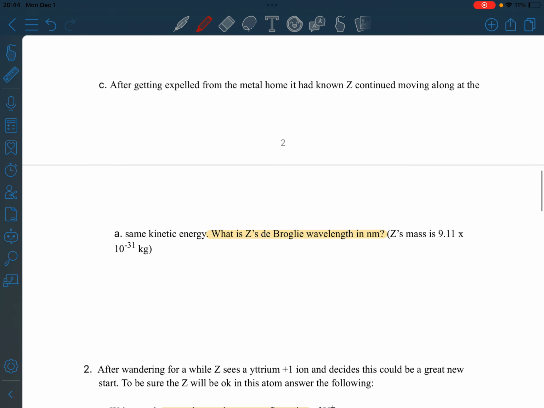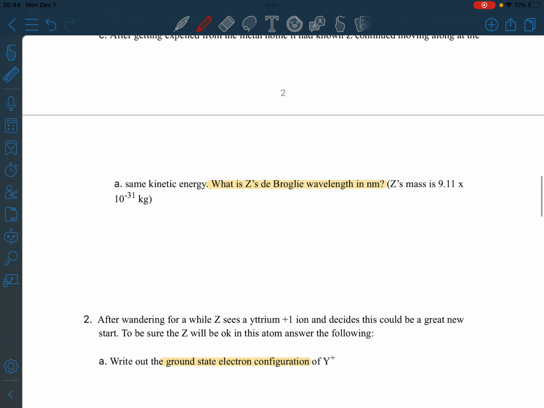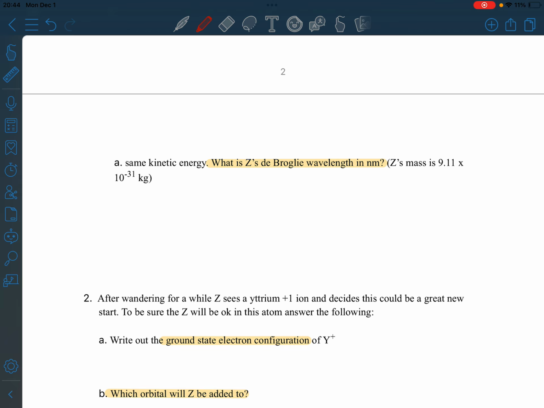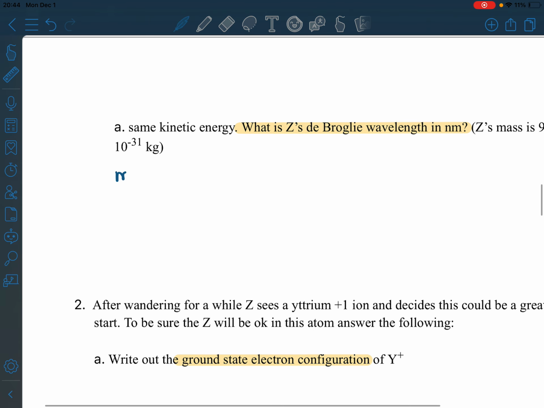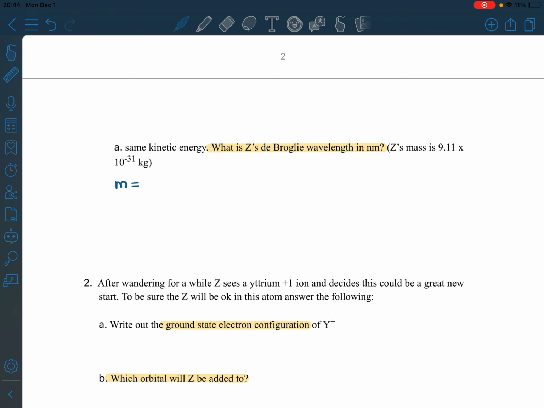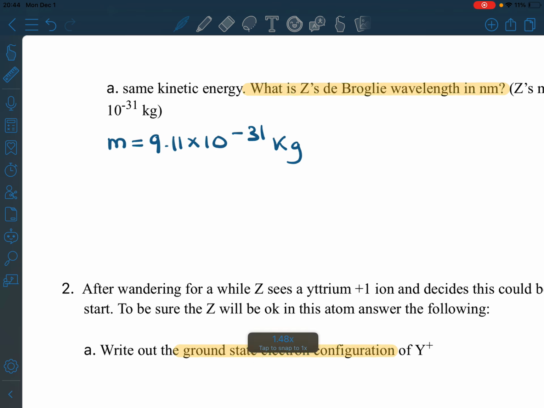So after getting expelled from the metal home it had known, Z continued moving along. What is Z's de Broglie wavelength in nanometers? So back to what we know, the mass equals 9.11 times 10 to the negative 31 kilograms. Okay, and now I'm going to go to that de Broglie equation, and I know that wavelength is equivalent to Planck's constant all over the mass times velocity.